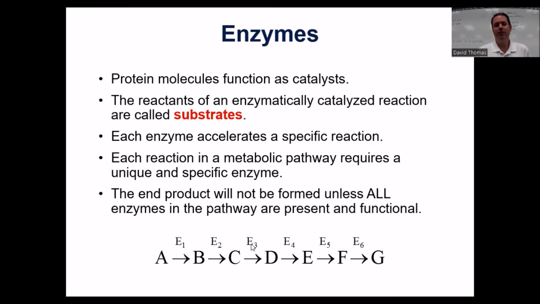If you're missing an enzyme, if you're missing enzyme 3, and this is just an example, you'll never go from this intermediate C to this intermediate D. Everything would just stop at that point. You could go from B to C, that's no problem because you would have enzyme number 2. But if you're missing something along the way, your pathway stops.